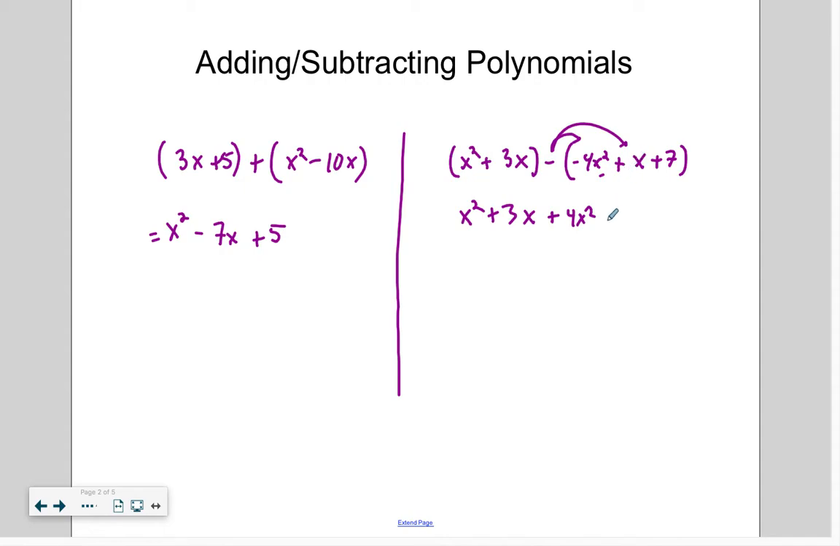This positive x becomes negative x, and this positive 7 becomes negative 7. And now that we've taken care of distributing that minus 1, we can add things together. I've got 4x squared and 1x squared. This is degree 2, degree 1, degree 2, degree 1, degree 0. Coefficient of 1 plus 4 gives me 5x squared. 3x minus x gives me plus 2x. And we just have one constant, minus 7.